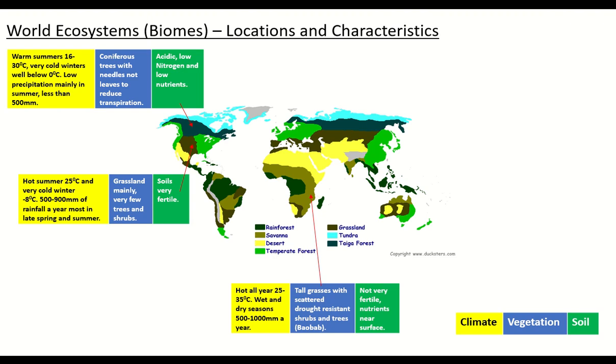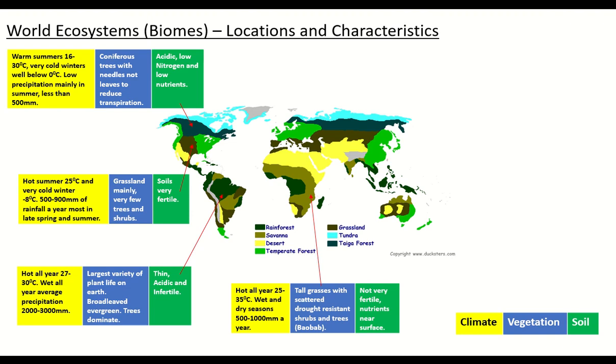So the next is the grasslands, or the temperate grasslands, and they have hot summers, a bit like the boreal forests, of 25 degrees or so, but the winters are incredibly cold, minus 8 degrees on average. There's 500 to 900 millimetres of rainfall over the course of a year, but most of it is in late spring and summer. Again, like the savanna, it's largely grassland. Very few trees and shrubs grow there, and the soils, unlike the savanna, are quite fertile.